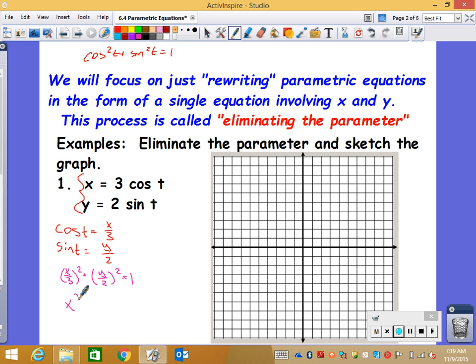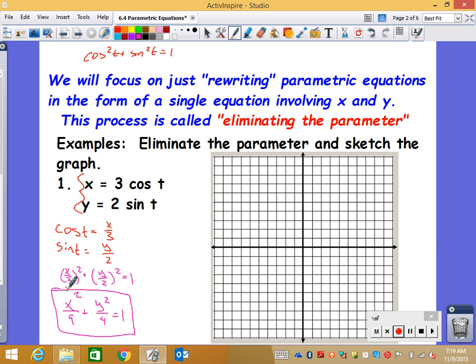I get x squared over 9. Ooh, that's not a very good square. Let's rewrite that. x squared over 9 plus y squared over 4 equals 1. What I just did there is I eliminated the parameter. And that boxed equation is what I need you to write to get full credit when I ask you to eliminate the parameter.